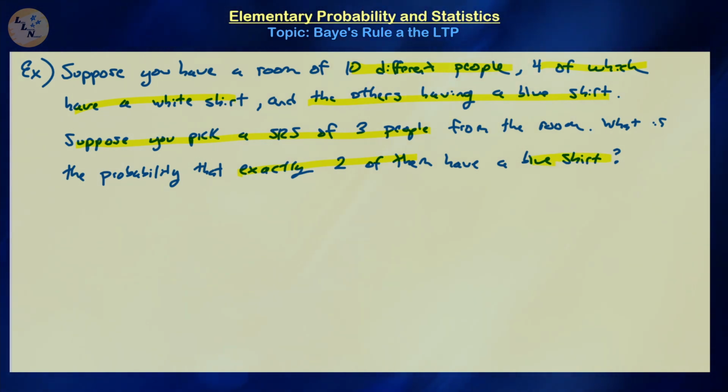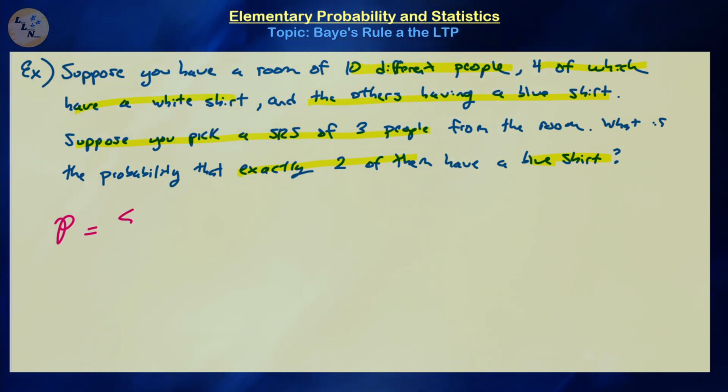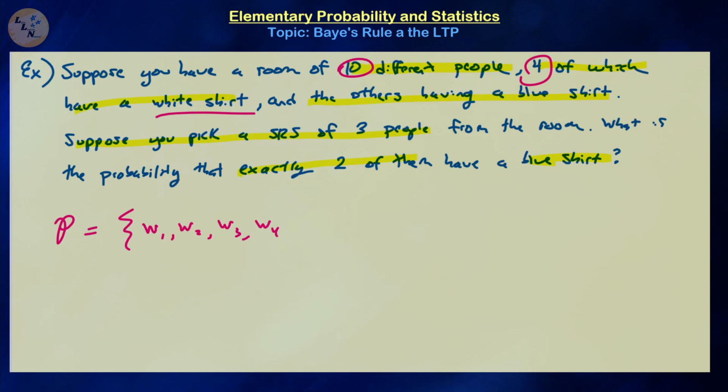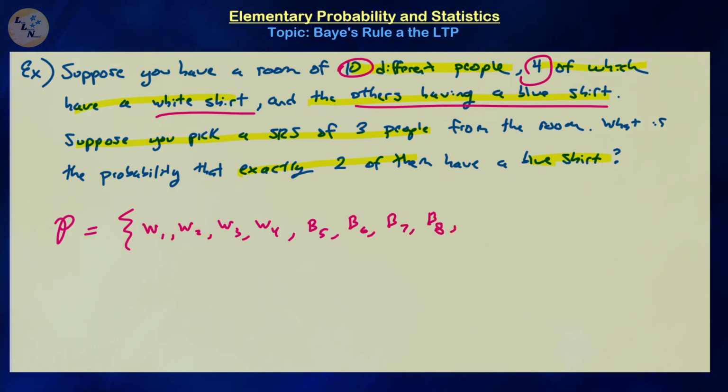Okay, so let's just begin by listing out what we are sampling from. So I guess you could call this the population of people. So how many white shirts do we have? I have 4 white shirts. So I'm going to call those people W1, W2, W3, and W4. And then I have 10 people total in the set. That means the remaining have blue shirts. So I'm going to call this B5, B6, B7, B8, B9, and B10.